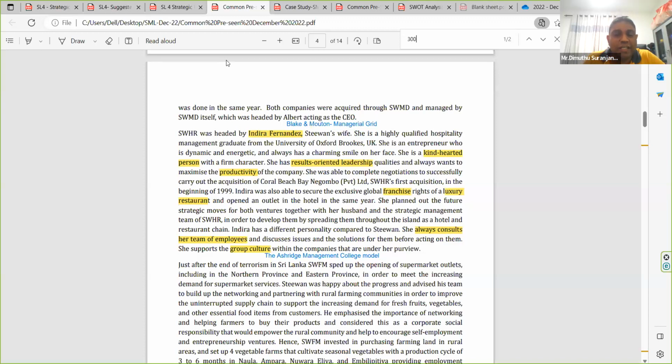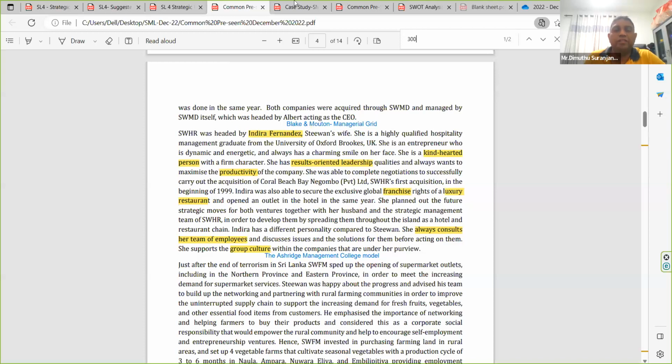She always consults her team of employees. That means people orientation, and discusses issues and the solutions for them before acting on them. She supports the group culture within the companies that are under review.